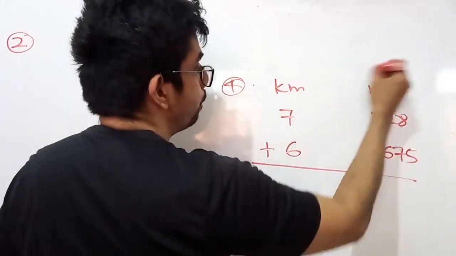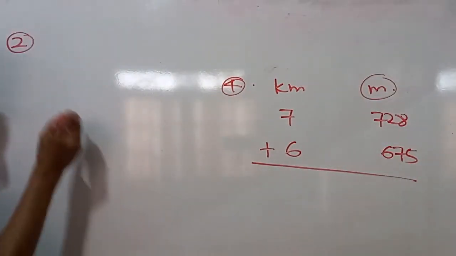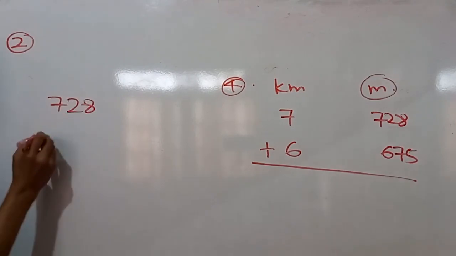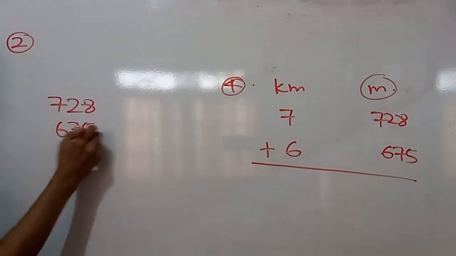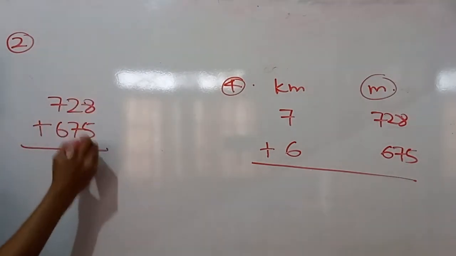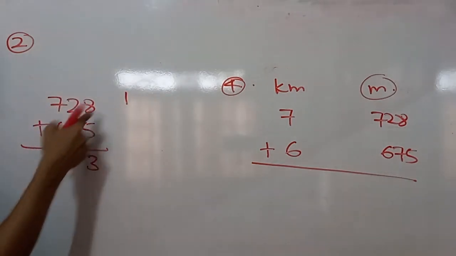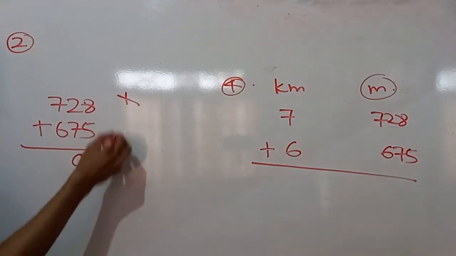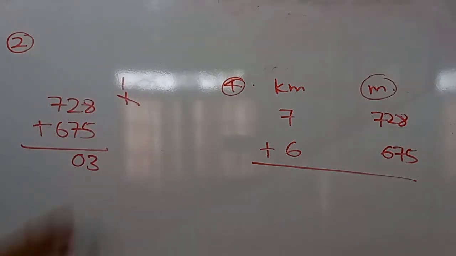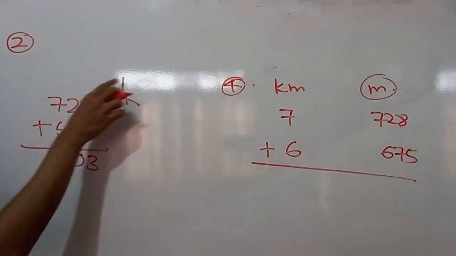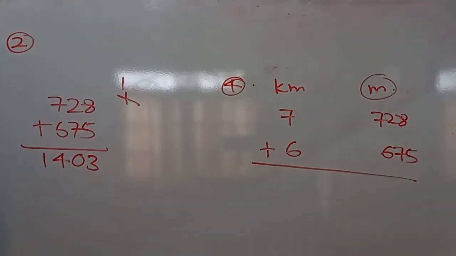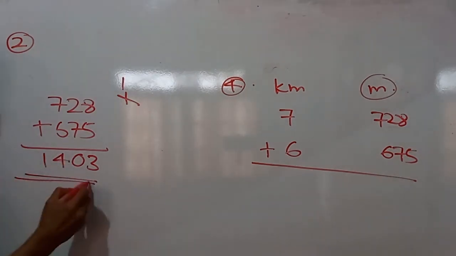So we will start from the meter portion. So 728, we have to add 675. 8 plus 5, we know that's a 13. So there's a 1. 2 plus 7, that is 9. Add the 1, it becomes a 10. Then again there's a 1. 7 plus 6, that is 13. Add the 1, it becomes 14. Then මේ මොනවද මේ? These are what?